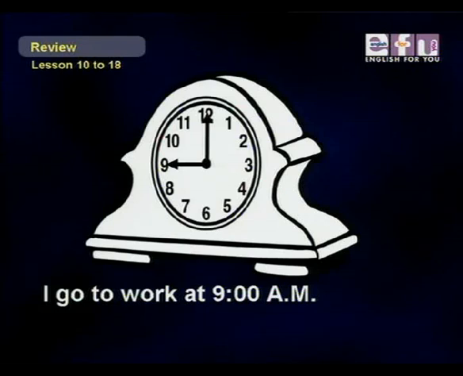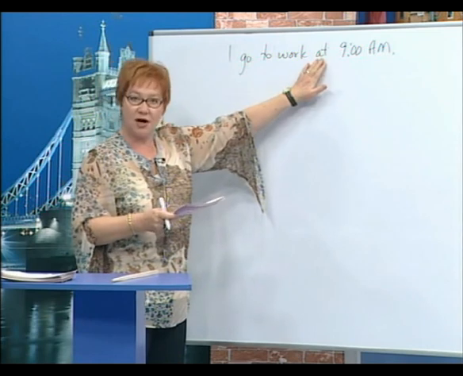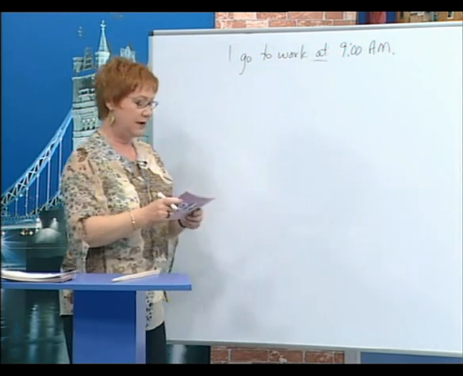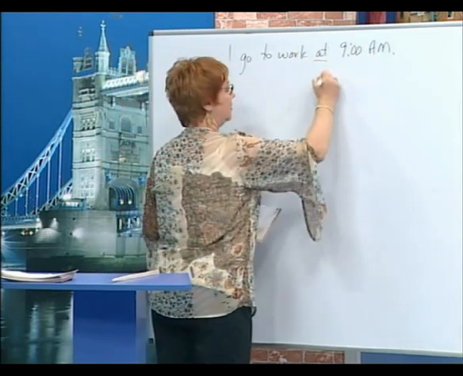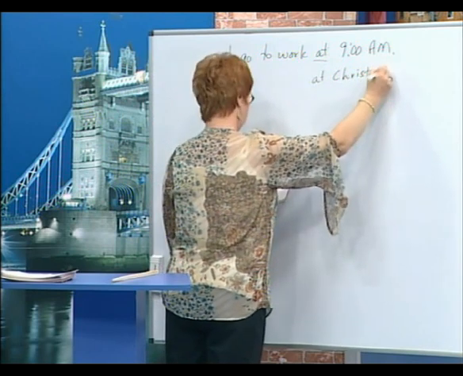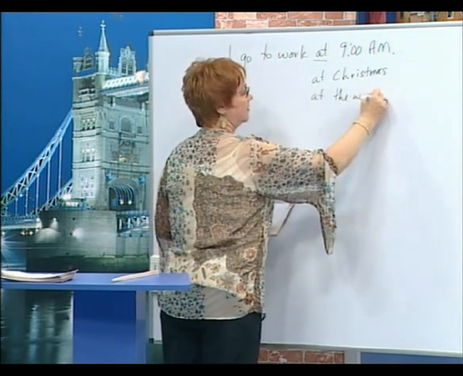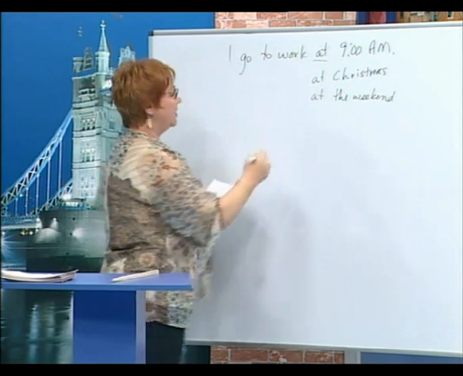Now, let's talk about more information about time. And let me write one sentence on the board. I go to work at 9 a.m. Now, we are going to talk about prepositions, little words like this. Now, we use at for times. Groups of special days, like at Christmas, so we could say at Christmas. In British English, they say at the weekend. But remember, in American English, it's on the weekend. And we can say at night.